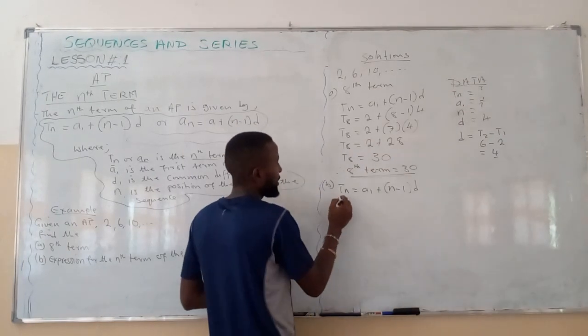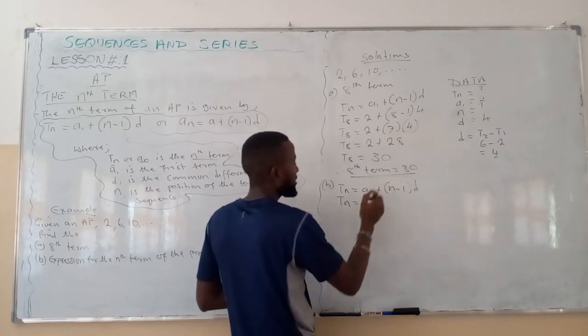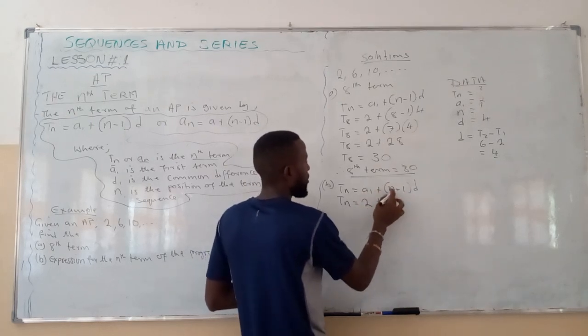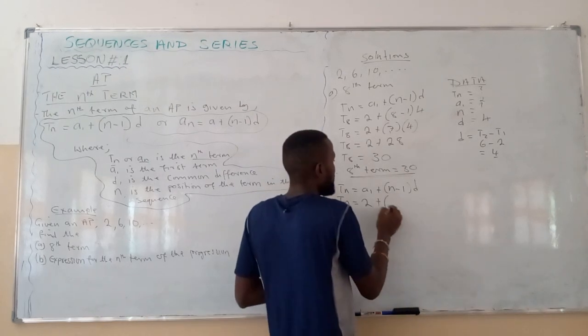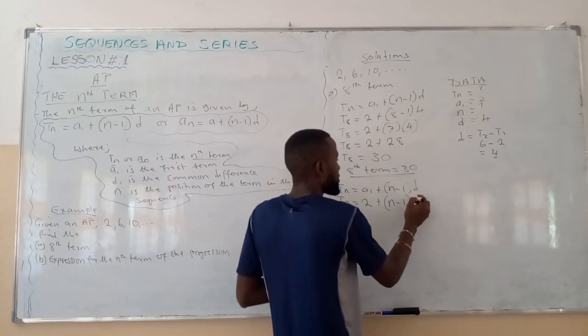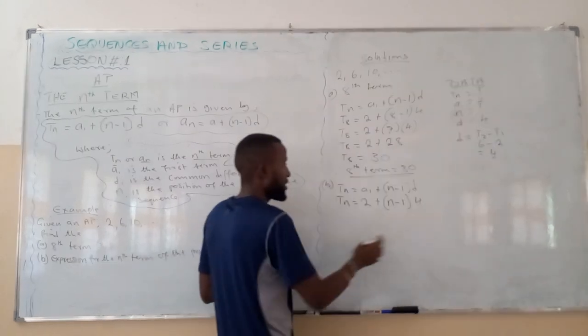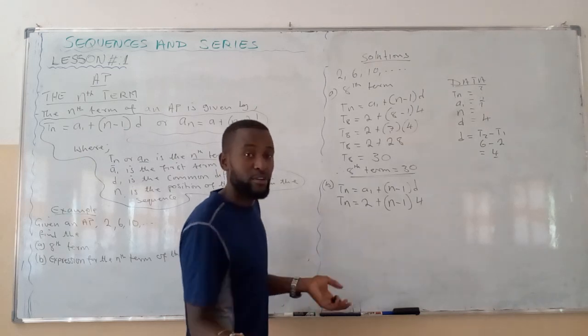So therefore it will be Tn is equal to, what is my first term? My first term is 2 plus, what is my n? I don't know. They said I should find the formula. So I'll leave it the way it is, n minus 1. Then what is my common difference? Is 4. I replace there. Then I'll simplify this. Whatever you are going to get, that is the expression they are talking about, or the formula.